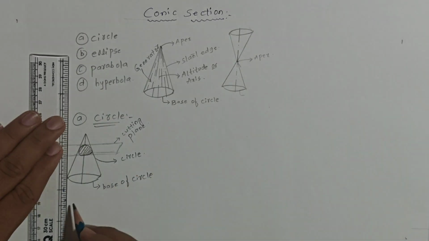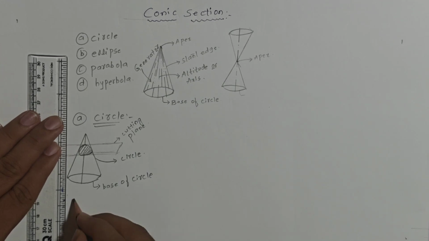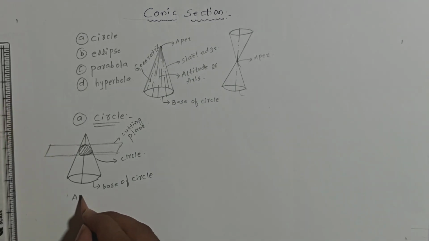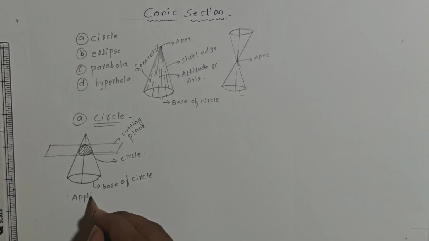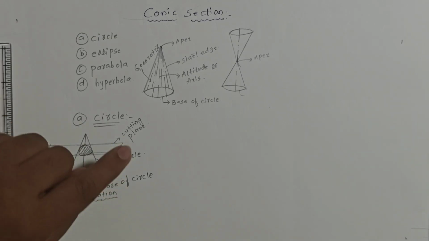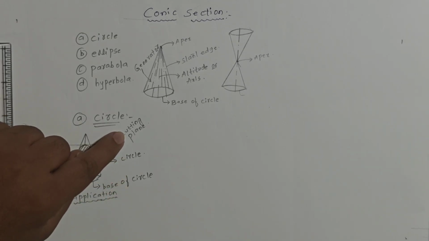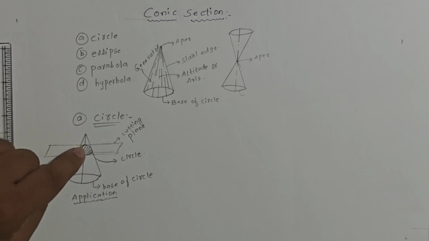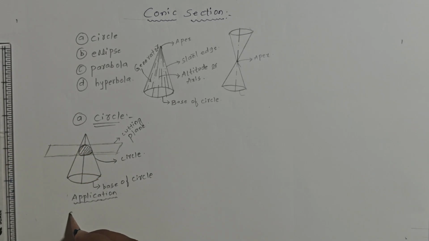So what is the application of a circle? In the exam, how will we write about the circle? We need to cut the cone in such a way that the cutting plane should be parallel to the base. On the surface we will get the shape of a circle. And the application we know very well.